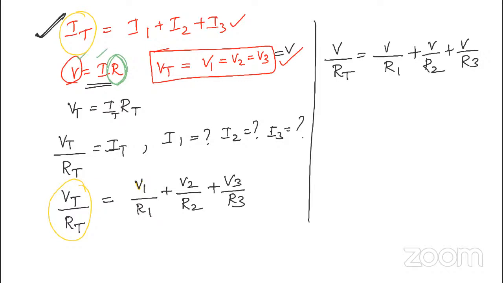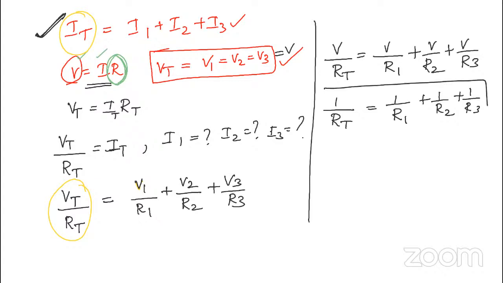Okay. So இதுல இந்த common terms we are just to cancel it out. Okay. So எல்லாத்துலயுமே V இருக்கு இல்லையா? So இப்ப cancel பண்ணிடலாம் டைரக்டா. So remaining என்ன மட்டும் இருக்கும்? 1 by RT is equal to 1 by R1 plus 1 by R2 plus 1 by R3. So this is the expression. So parallel connection la values calculate பண்றதுக்கு நம்மளோட expression.